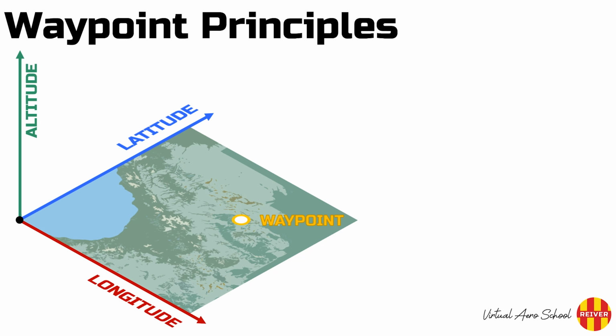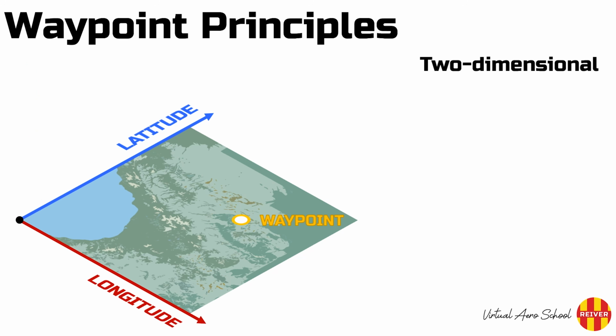Waypoints in the Viggen are two-dimensional. They are defined only by latitude and longitude. Unlike other aircraft such as the Mirage 2000C or F-16C, whose navigation systems also include an altitude element.